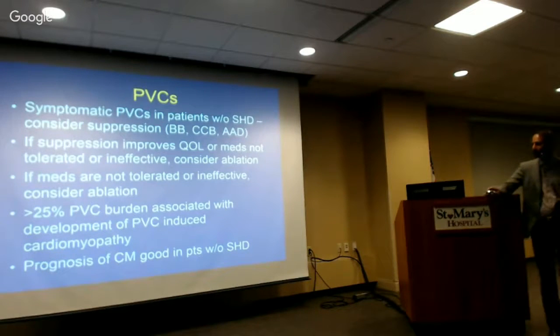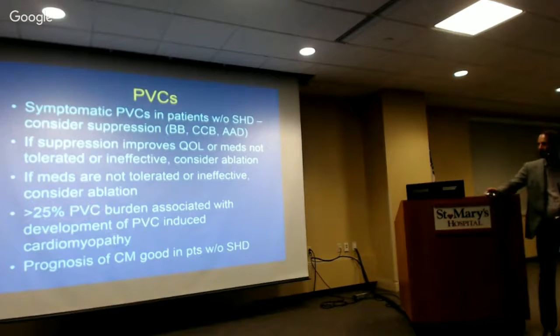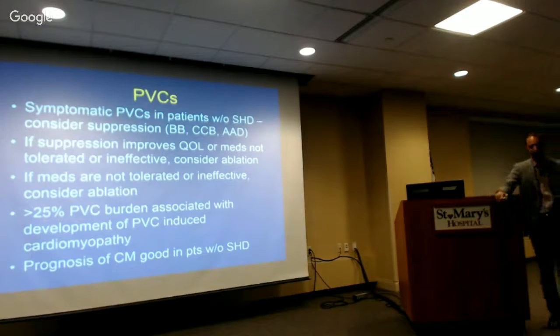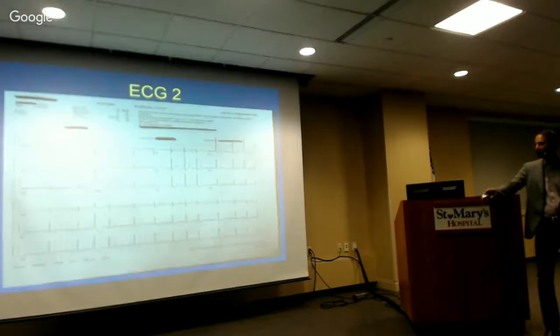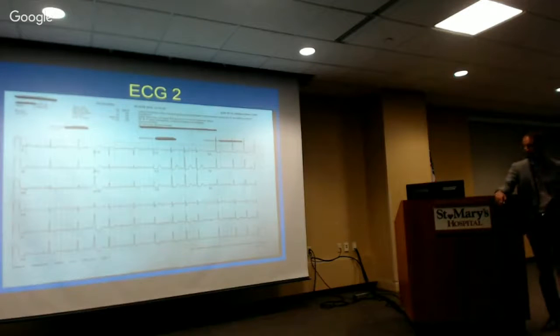Over the last 10 years, PVC-associated cardiomyopathy has been recognized. I think 2006 was the first time this was well described. The cutoff seems to be around 25% PVC burden, although we see exceptions where people have less than 25% of their PVCs causing a cardiomyopathy. But certainly if you get a Holter monitor and you're seeing 20, 30,000 PVCs on it, you need to be worried about the development of a PVC-induced cardiomyopathy. And whether they're symptomatic or not, that patient should be further evaluated. The prognosis of that cardiomyopathy is actually very good in patients that have no structural heart disease.